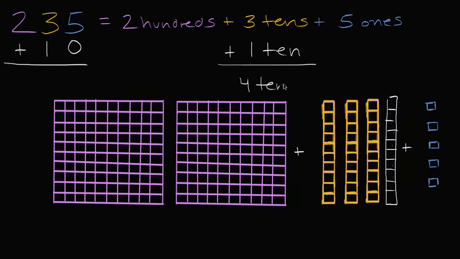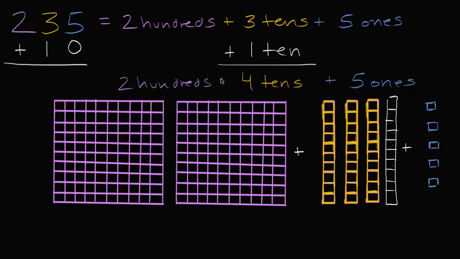Let me do that in that yellow color. So now I'm going to have 4 tens. I'm still going to have 5 ones, because I'm not adding any ones there. And I'm still going to have 2 hundreds, because I'm not adding any hundreds there.